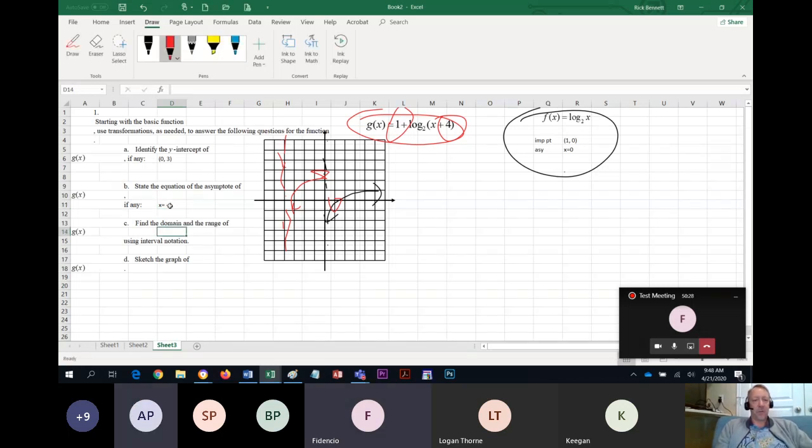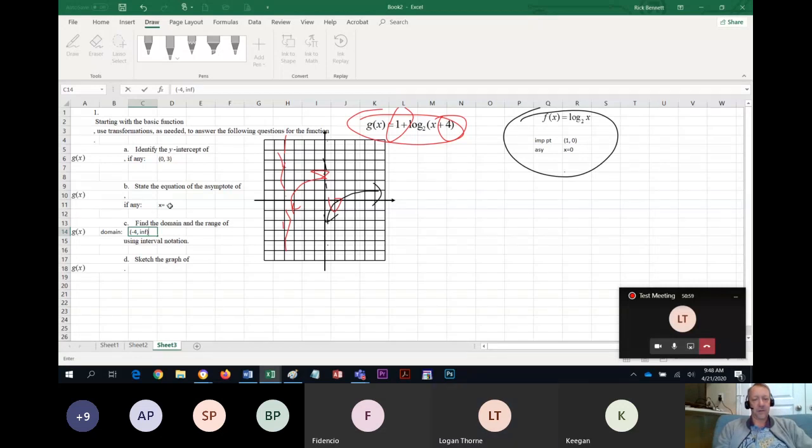So now what's the domain and range using interval notation? Let's do the domain first. That would be parenthesis -4, comma, infinity, right? Parenthesis. -4, comma, infinity.